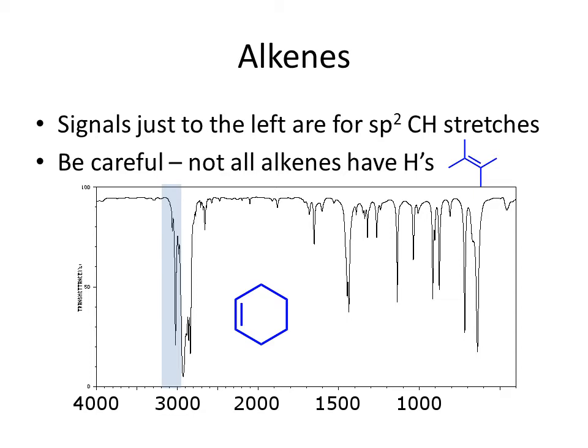But for now, we've noticed two particular signals. If we see signals here, those are alkane CHs, and if we see signals here, just to the left of 3000, those are alkene CHs. So for instance, in cyclohexene, we have both CHs on alkenes and on saturated, that is sp3 hybridized positions.